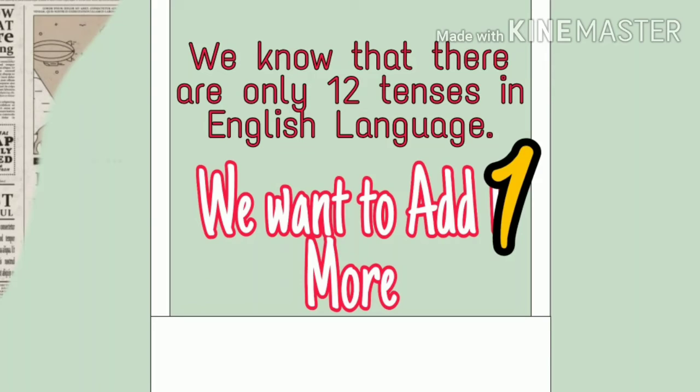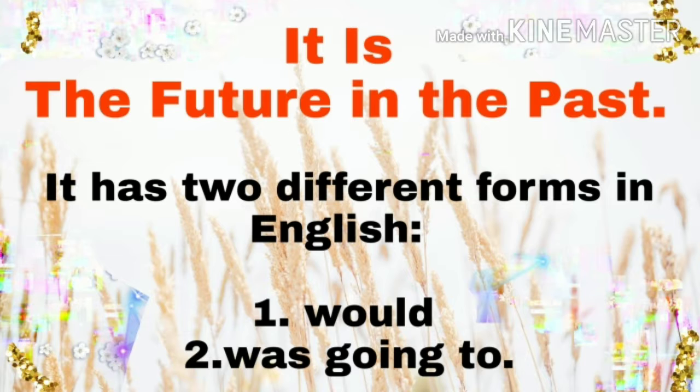We know that there are only 12 tenses in the English language. But I want to add one more. It is the future in the past. It has two different forms in English: would and was going to.